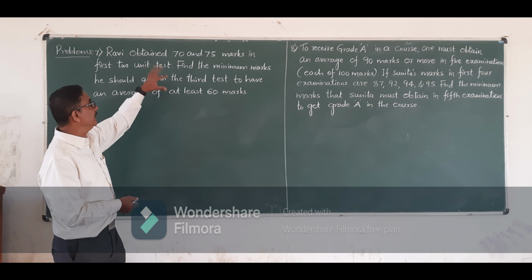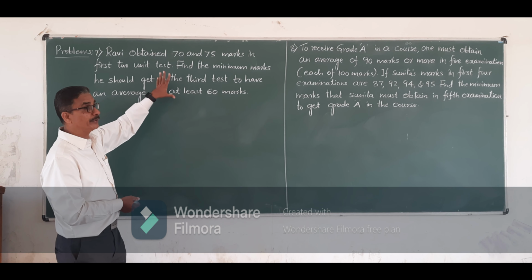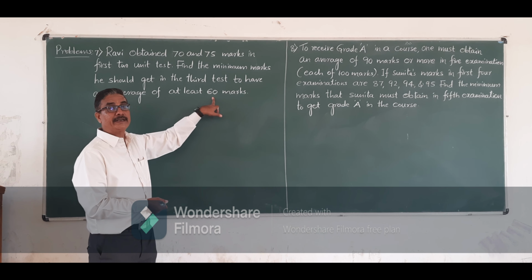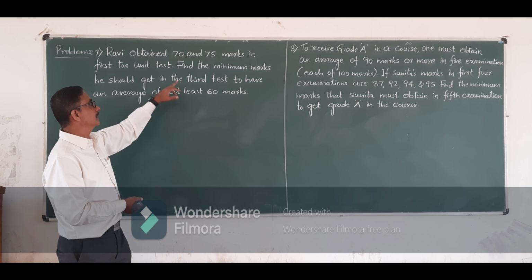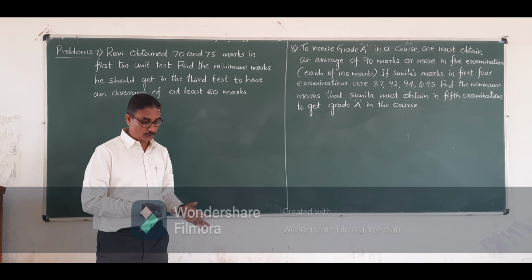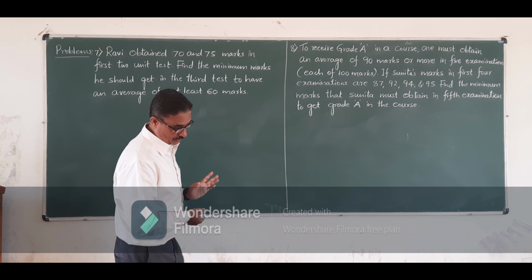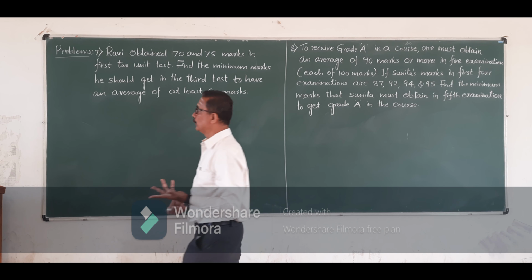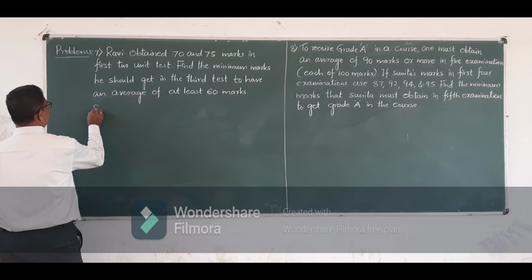When we add all three, what should the average be? To get an aggregate average of 60 marks, how many marks should he take in the third test? That is the question. Okay, now here we don't know. Now we take the third test.